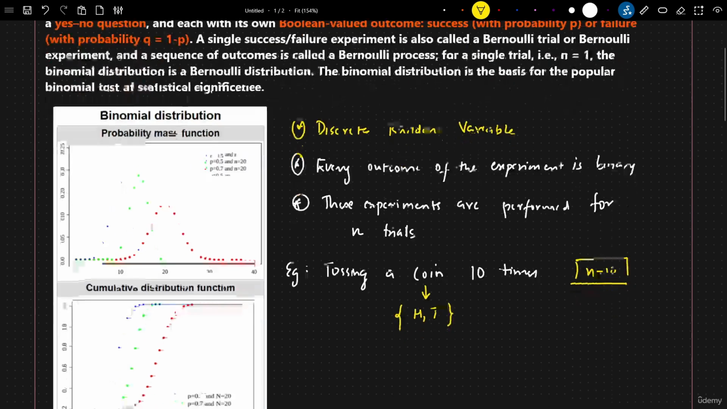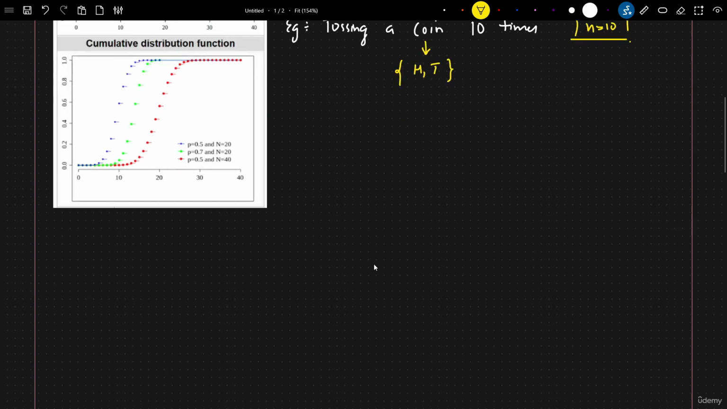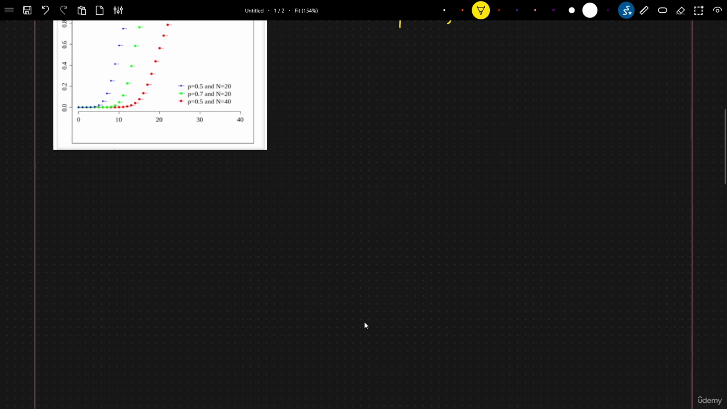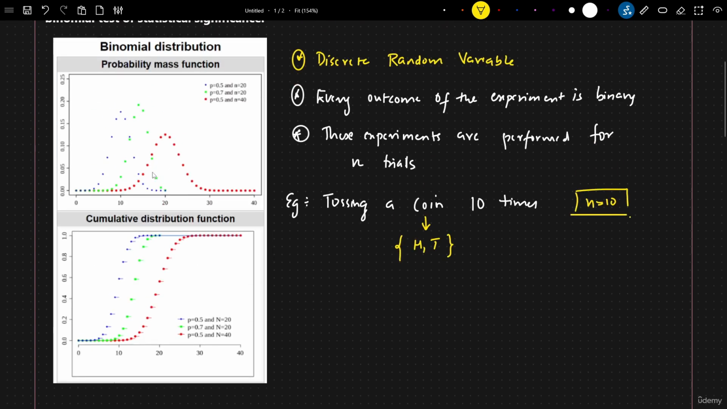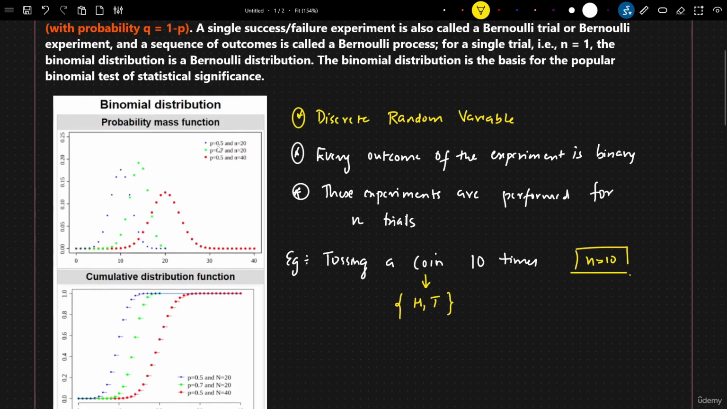Now, before I go ahead and show you multiple examples, let's first write some important notations that are used over here and the parameters that are specifically used. And then we will talk about the formula, how to construct this PMF, that is the probability mass function. Here you can see the PMF. If I say my probability is 0.5 and n is equal to 20 trials, I will be getting this blue color. With p equal to 0.7 and n equal to 20, you will see this, and with p equal to 0.5 and n equal to 40, you will see some distribution that I'm getting over here.